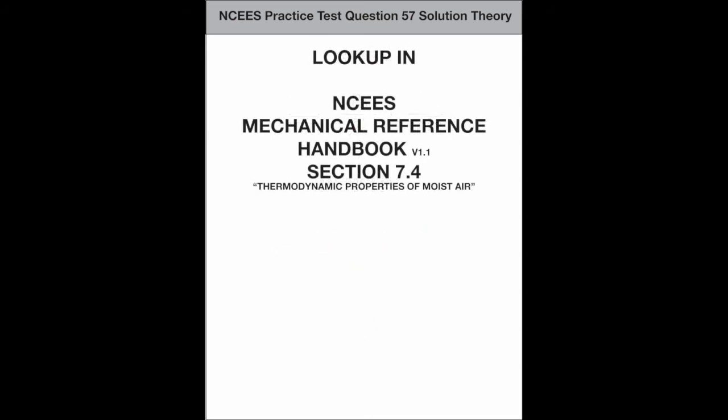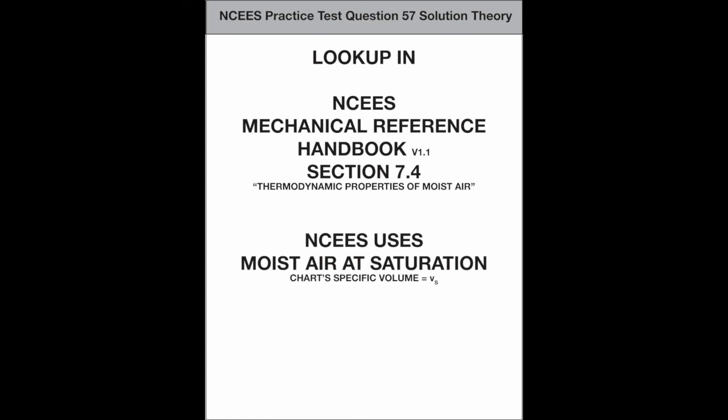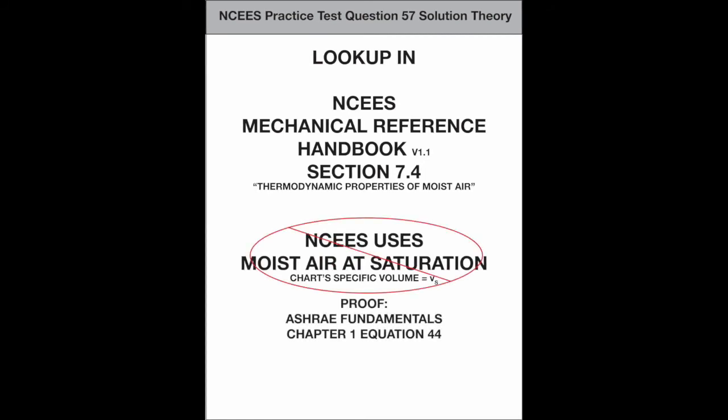Look up the specific volume of the two entering airstreams in the NCEES Mechanical Reference Handbook in Section 7.4. Note: use the dry air masses. The NCEES solution uses the moist air at saturation masses. This is incorrect. Look at ASHRAE Fundamentals, Chapter 1, Equation 44 for proof of this.